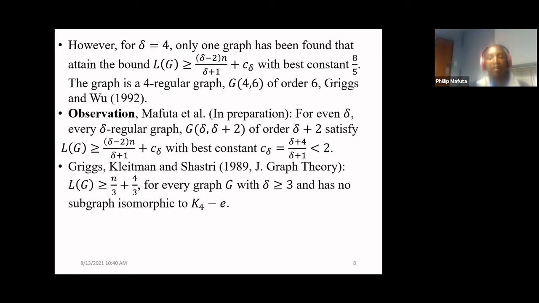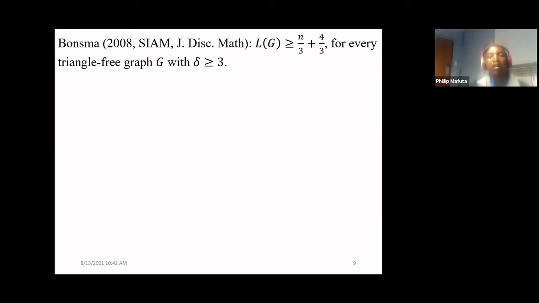So the study of leaf number has also been expanded to graphs with forbidden subgraphs. That one is one of the results by Griggs, Redman, and Shastri, where K4 minus E represents a complete graph K4 minus an edge. As I said, we are mostly concentrating ourselves in triangle-free graphs. Here is a result by Bonsma that he proved for triangle-free graphs.